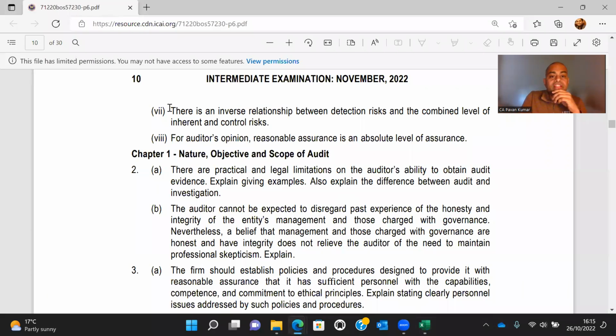So what is the statement given? There is an inverse relationship between these two, A and B. What is A? Detection risk. B, combined level of IRCR. Correct.